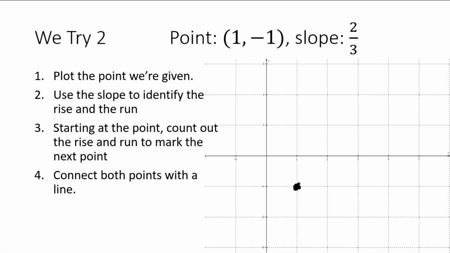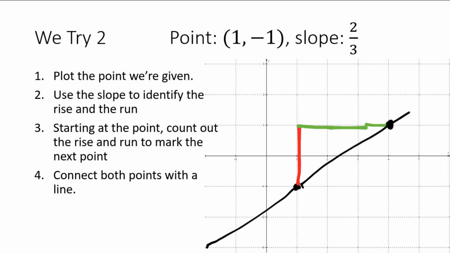Then I'm going to count out my slope. So I know the slope is rise over run, so I'm going to go up 2 and over 3, 1, 2, 3. Which gives me this point right here. Then I want to draw a line. I won't even cheat this time. See, look at this. Okay, I want to draw this line with arrows on the end for the slope. There we go. We just plotted a line using the slope and 1 point on the line.